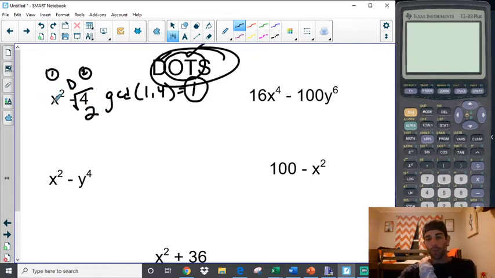Now, for exponents, you just divide it by 2. All exponents, just divide by 2. Can you do 2 divided by 2? And you're going to say, yes, 2 divided by 2 is 1.